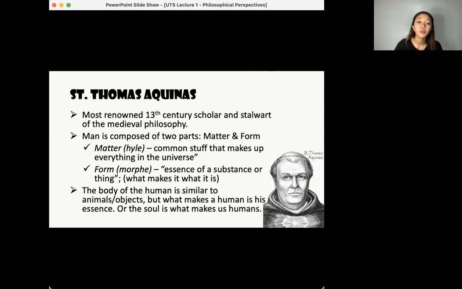Okay, so the body of the human is similar to animals and objects, but what makes a human is his essence or our soul. So the matter is the body, and the form is the soul. He just uses different terms for the body and the soul, but the meaning is the same. So the body is like matter, and the form is the soul. Okay, so what makes us human? It is our soul or our essence.